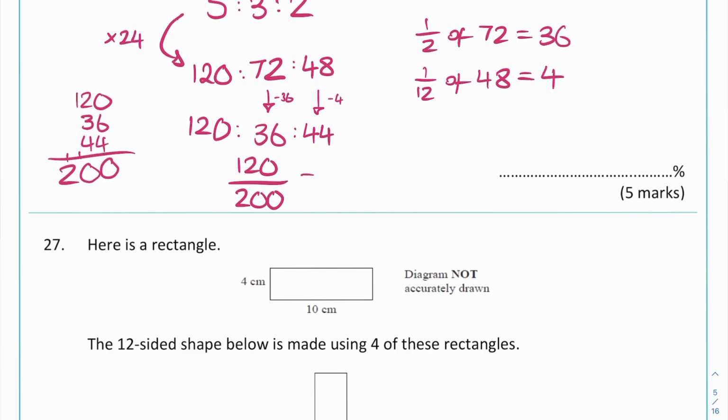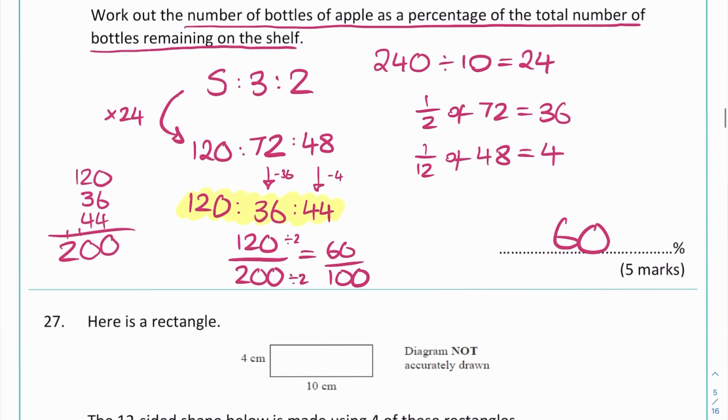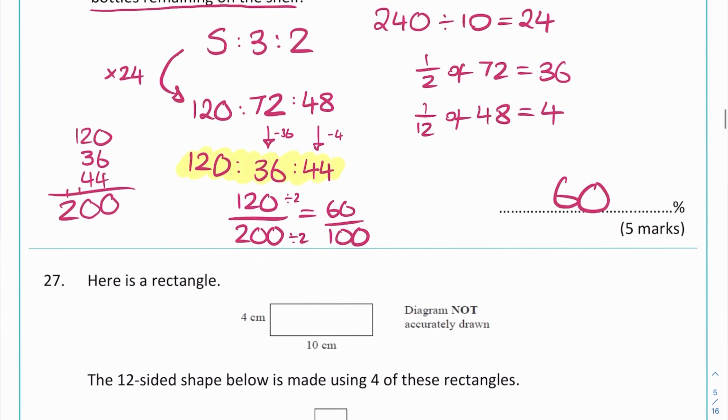That's going to help us out because if we simplify that, dividing the top and bottom by 2, that gives us 60 over 100. And 60 over 100 is 60%. So there we go. That was our ratio there once we had removed the bottles, and then we've written it as a fraction and shown all our working along the way. But we got to a final percentage of 60%.